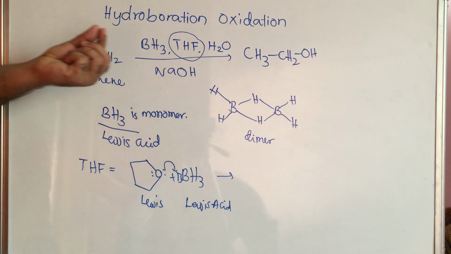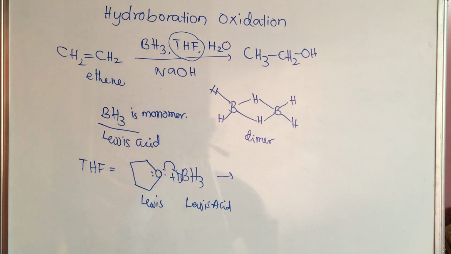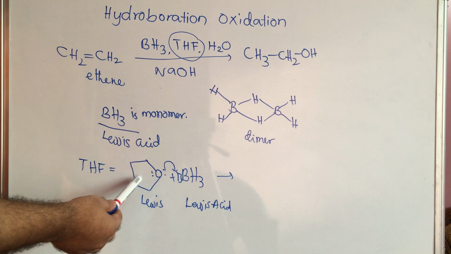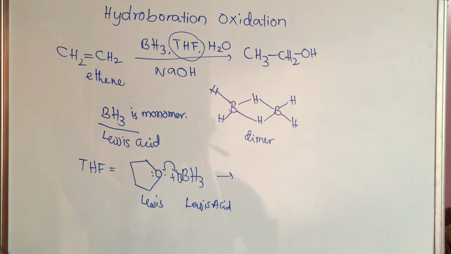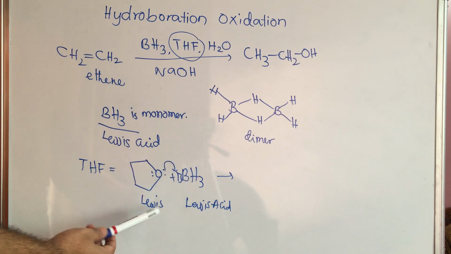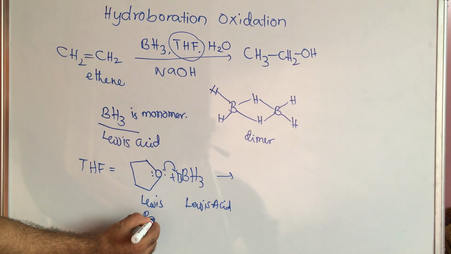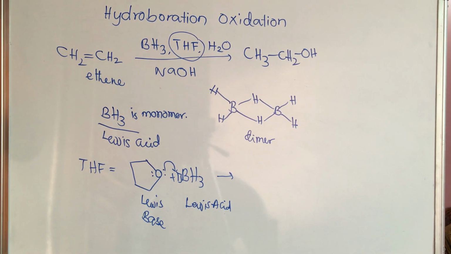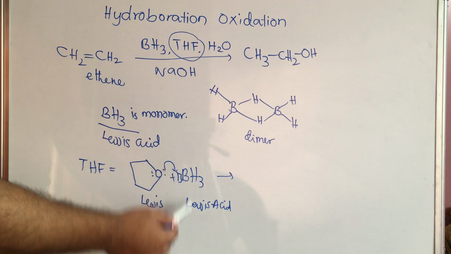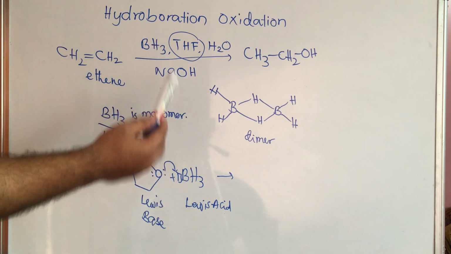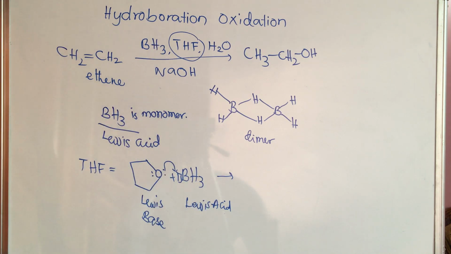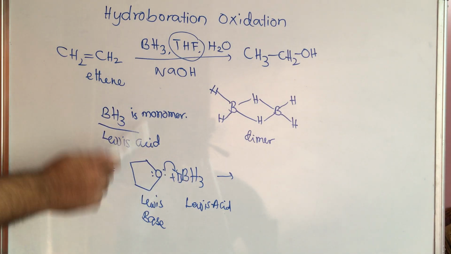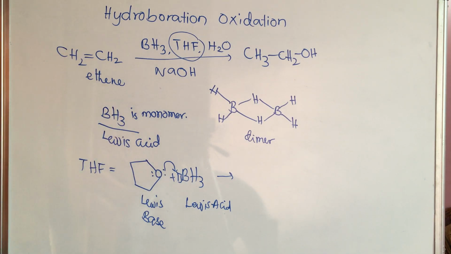Sometimes they may ask the question in competitive exams, what is the role of tetrahydrofuran? This is the reason: to stabilize the BH3 monomer. It is a Lewis base. According to the Lewis acid base theory, a lone pair donor that forms a coordination covalent bond is a Lewis base. A lone pair acceptor that forms a coordination covalent bond is a Lewis acid, and as a complex, BH3 will be stabilized. That is the role of THF.